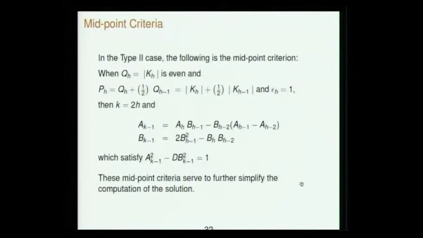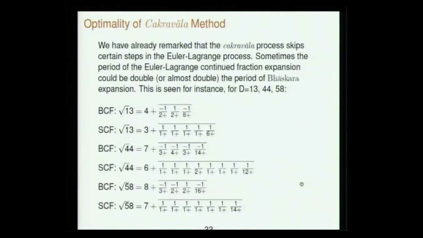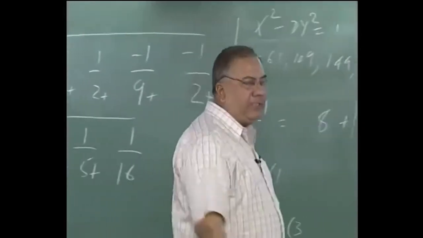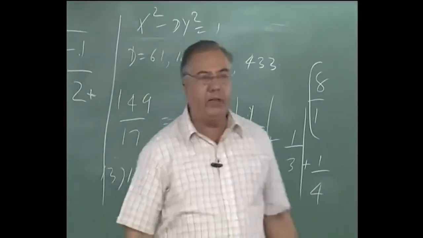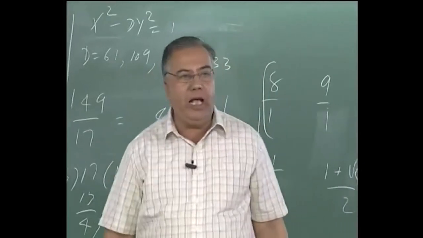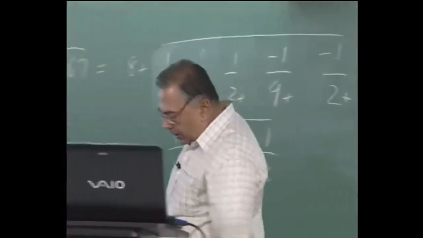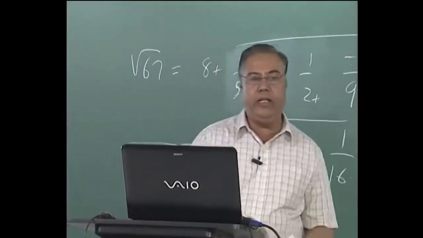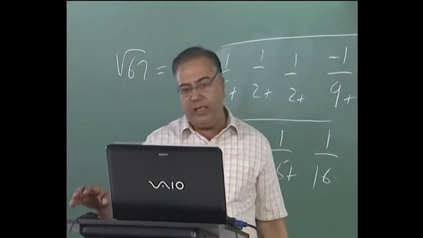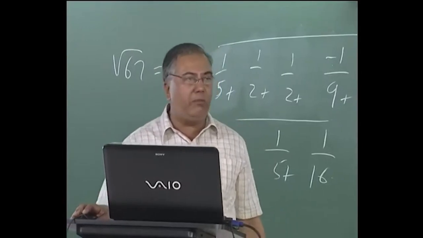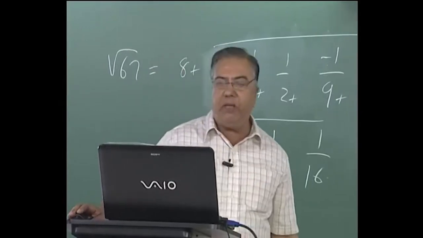Similarly, one can identify when you are doing the continued fraction expansion, when the midpoint occurs. Euler had identified that. So, similar midpoint criteria have been found in recent times. Krishnaswamy Iyengar did not write it in his time. In the last 5-6 years, there are many others who are working on this kind of problem. They have identified the midpoint.